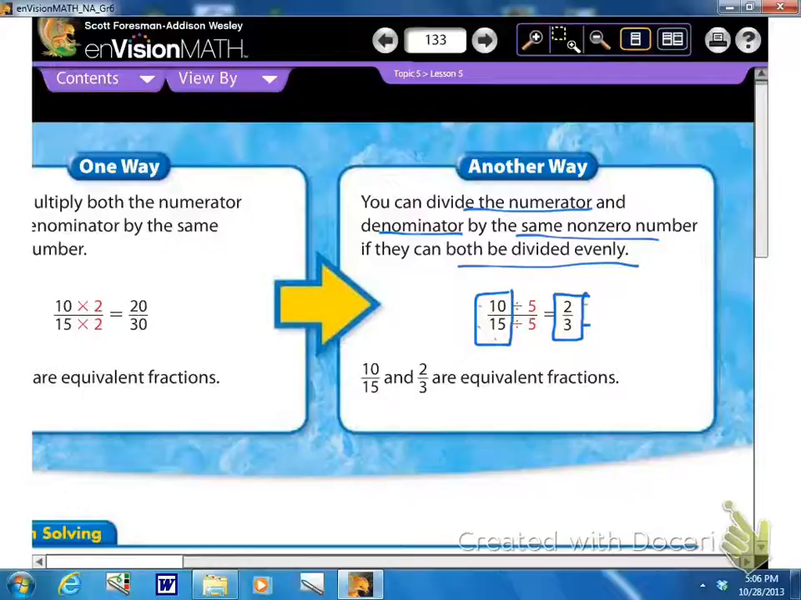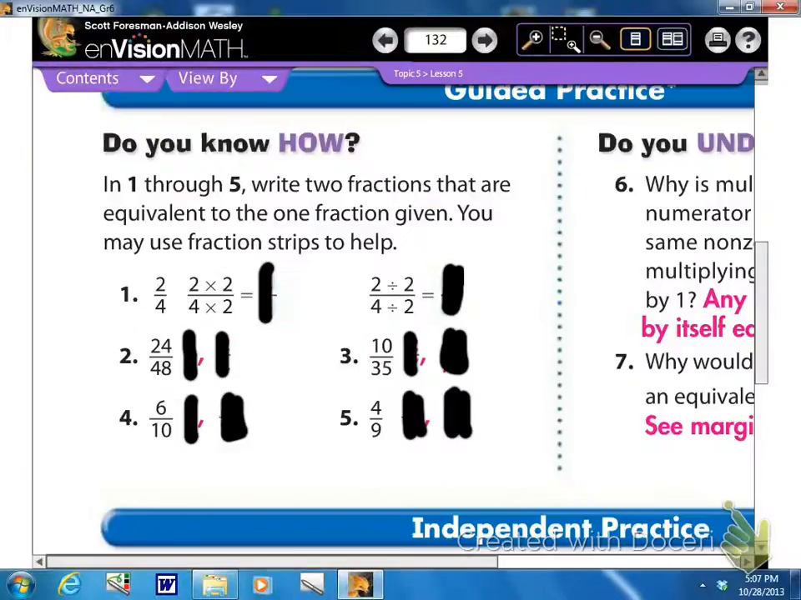Now remember, 5/5 is equal to 1. So if we divide by 5/5, 2/2, 3/3, 4/4, whatever it is, we're dividing by 1, and we are finding an equivalent fraction, a fraction that names the same amount. Okay, look at the guided practice on page 132 down there. I'm going to do a couple with you, and make sure you're taking notes here. Then I'm going to have you do probably the last 3 yourself. So let's look at number 1.